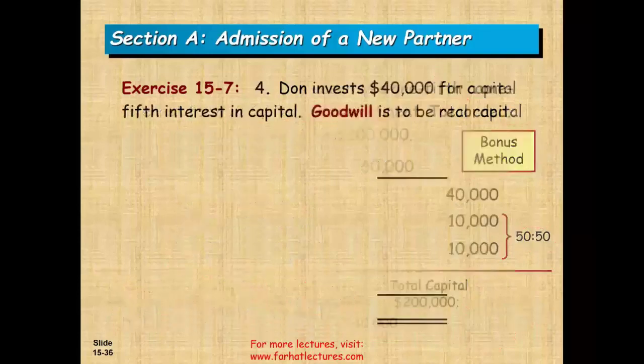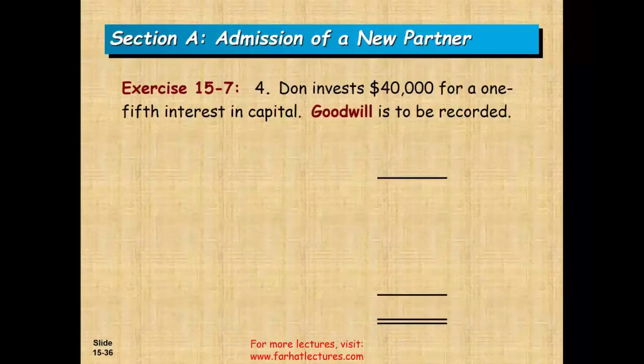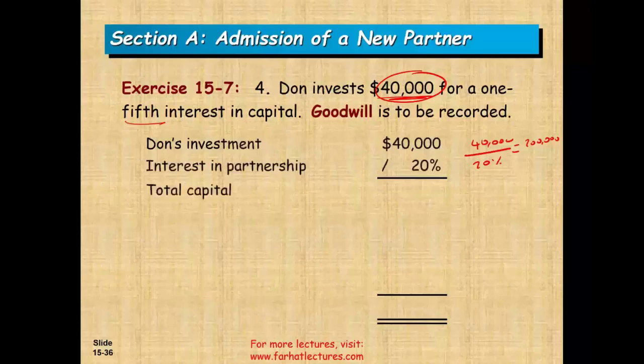Now, let's assume we're going to be using the goodwill method. So Don invests $40,000 for 1/5 of the business. Now, here's what's going to happen. First, we have to find out how much the partnership is worth. If Don invested $40,000 and we gave Don 20%, it means we are implying that the partnership is worth $200,000.